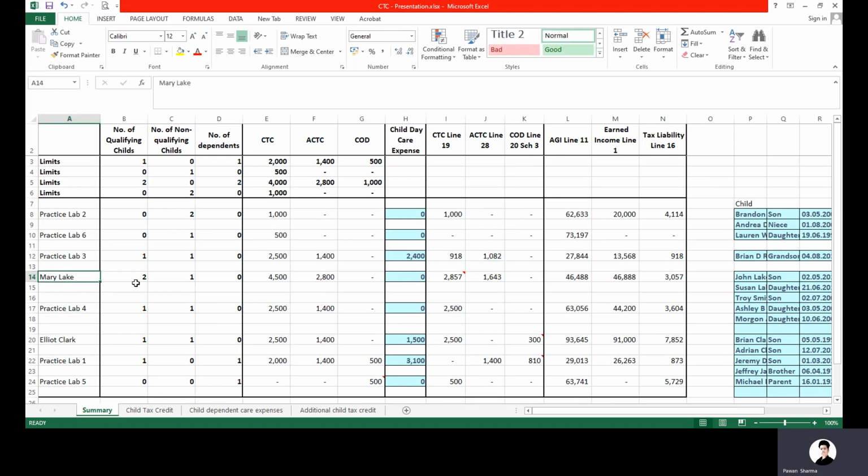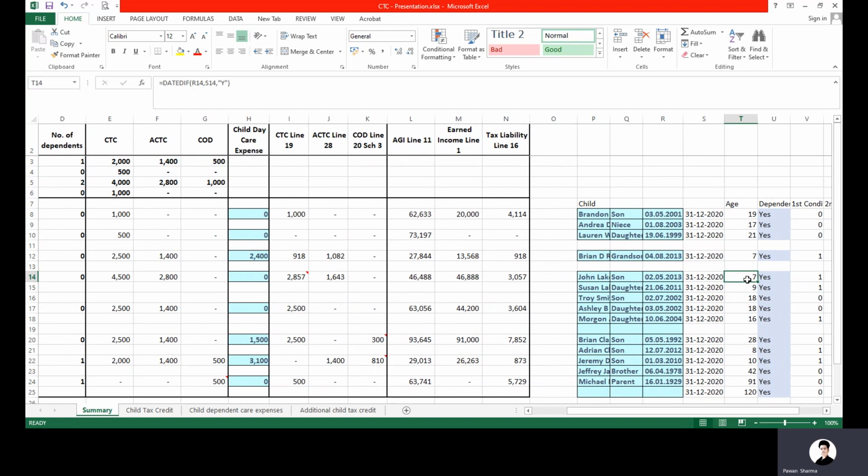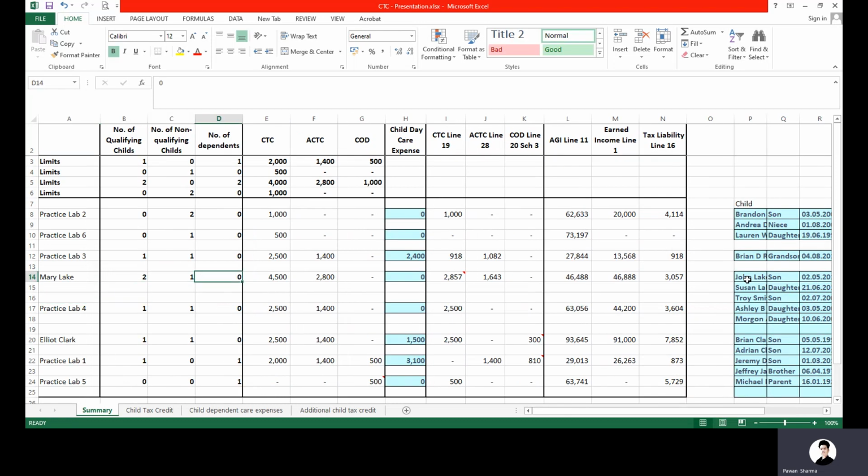Then we have Mary Lake. Mary Lake has 2 qualifying children, 1 non-qualifying child. How is it qualifying? If under the age 17, 7 साल, 9 साल के, दूसरा 18 साल का, इसलिए non qualifying हो गए. So there are 2 qualifying children, 1 non-qualifying child. 2000 into 2, that's 4000. Then 500 for non-qualifying, 500 into 1, that's 4500. क्रेडिट्स चाइल्ड का मिल सकता है. 2 क्वालिफाइंग चाइल्ड, so 2800 मिल सकता है.